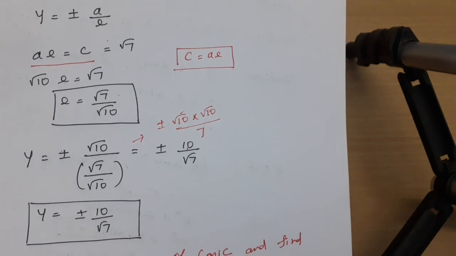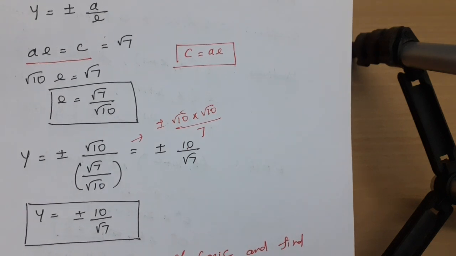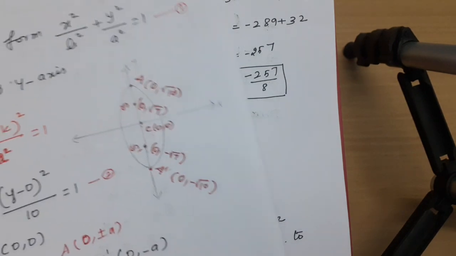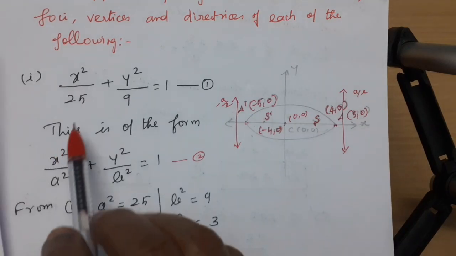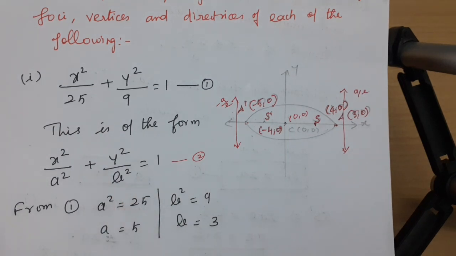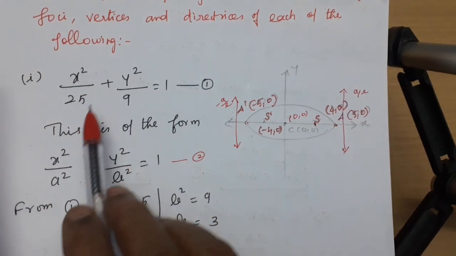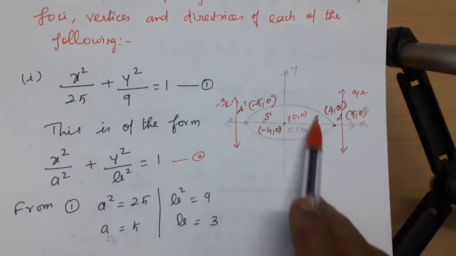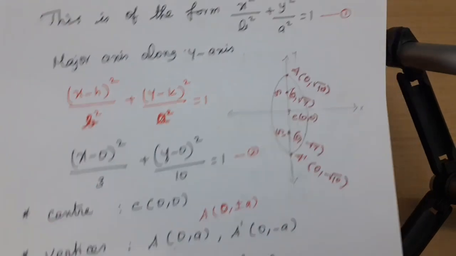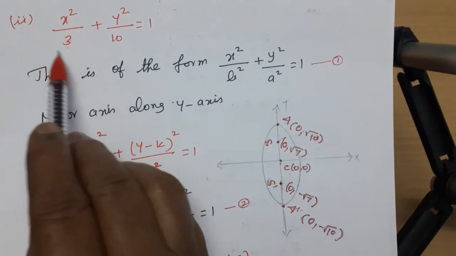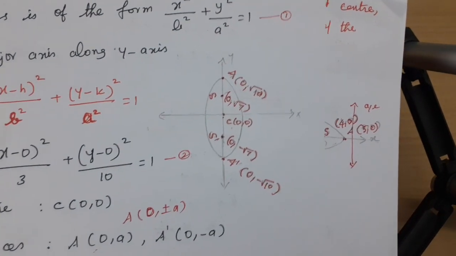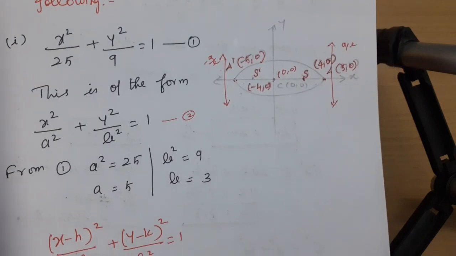If you understand this easily, the sum is very easy for you. For the ellipse, what are the things we need? We need the center, foci, vertices, as well as directrices. Comparing the first sum and second sum, for the fifth sum, x square by 25 plus y square by 9. The denominator of x square is the biggest value, so the major axis is the x axis. If the denominator of x square is the smallest value, the major axis is the y axis. Remember that, and the remaining parts are very easy for you.